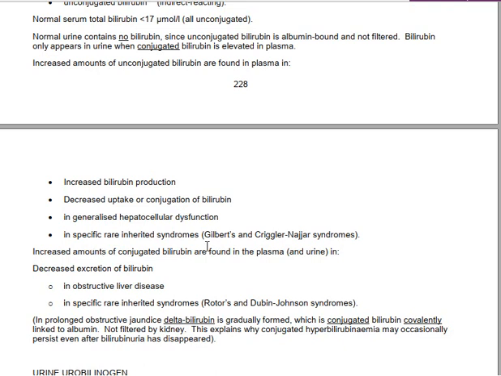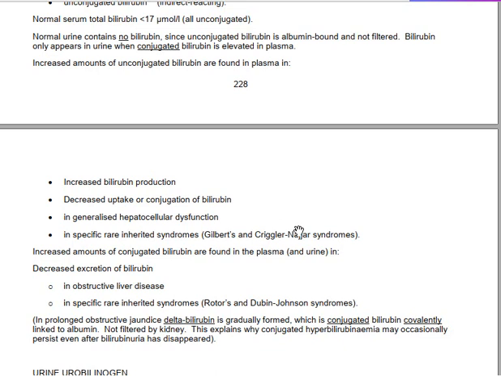So we have other specific inherited syndromes like Gilbert syndrome. You have Crigler-Najjar syndrome. Now Gilbert syndrome is a syndrome whereby we have jaundice in this patient, and the cause of this jaundice is because the patient cannot reuptake unconjugated bilirubin in the liver cells. That's Gilbert syndrome.